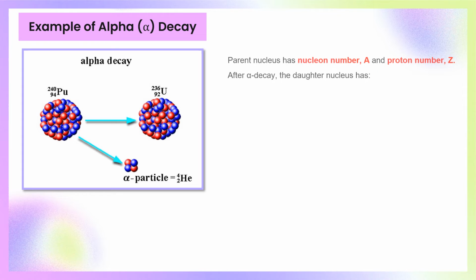How do we write the equation for this example? Let's look at this explanation first. The parent nucleus, which is plutonium, has nucleon number A 240 and proton number Z 94. After alpha decay, the daughter nucleus, which is uranium, has nucleon number A minus 4, which is 236, and proton number Z minus 2, which is 92.